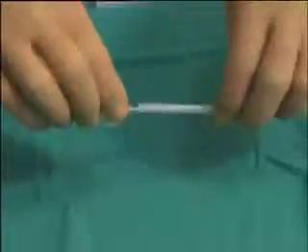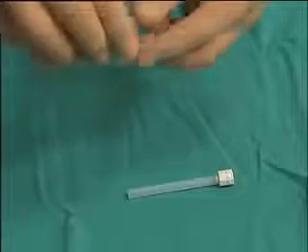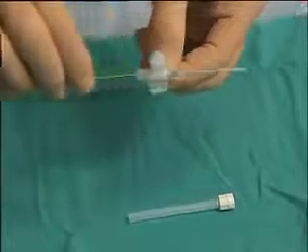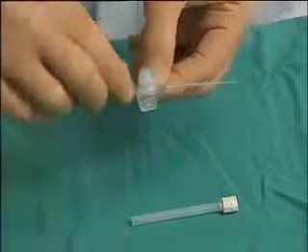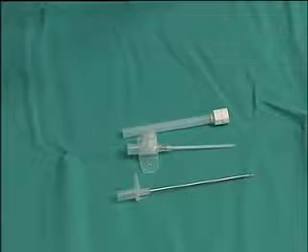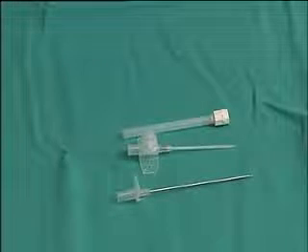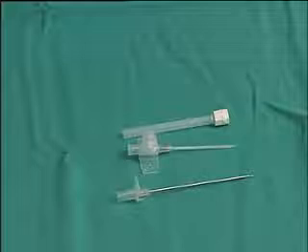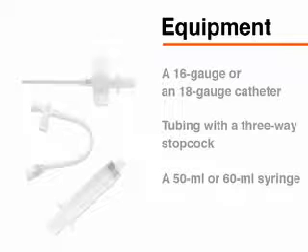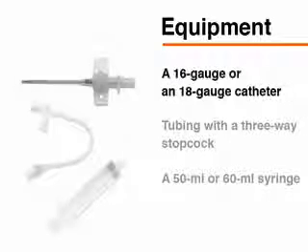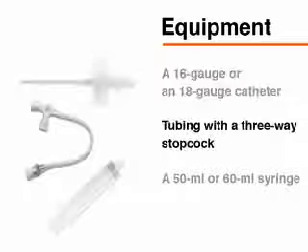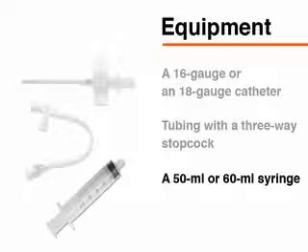Numerous devices can be used to perform needle aspiration. You should be familiar with the specific devices available at your institution. In this video, we will use an intravenous over-the-needle catheter to demonstrate the procedure. Begin by gathering the necessary equipment. The equipment needed for aspiration includes a 16-gauge or 18-gauge over-the-needle catheter, tubing with a 3-way stopcock, and a 50 milliliter or 60 milliliter syringe.